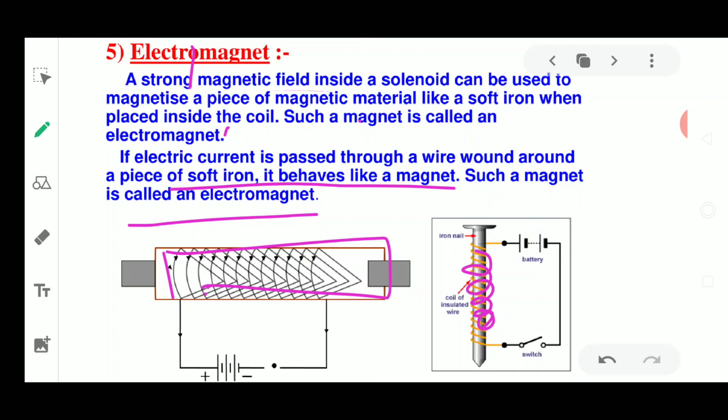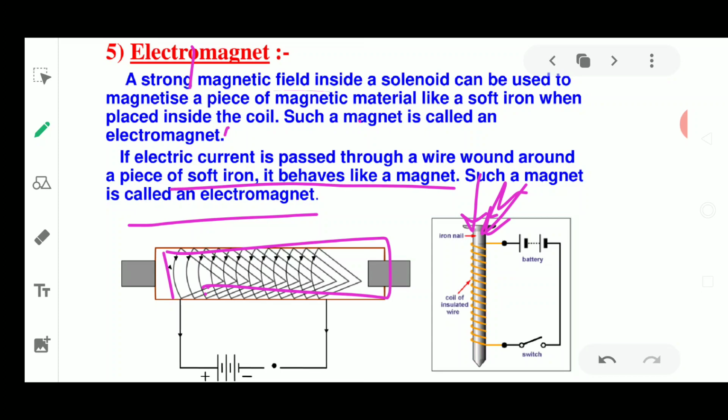And then what will happen? You will close this switch. One end of the wire is connected with the battery, the other end is connected with the switch. Now once the switch is closed, it is turned on, then what will happen? The current is going to start flowing in this coil of insulated copper wire. Then what will happen to this iron nail? If you put some iron objects near this, they are going to be attracted towards this iron nail.